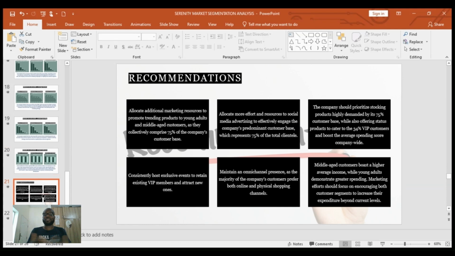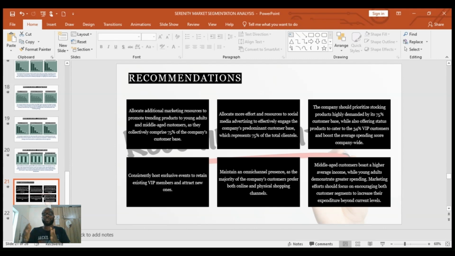Having done all of this analysis, we came up with the following recommendation. The company should allocate additional marketing resources to promote trending products that the young adults, who form 75% of the total customer base, will need. All of the products that we have detailed in the segmentation profiling, the company should channel more resources to ensure that these products are always available and put in the face of these categories of customers.